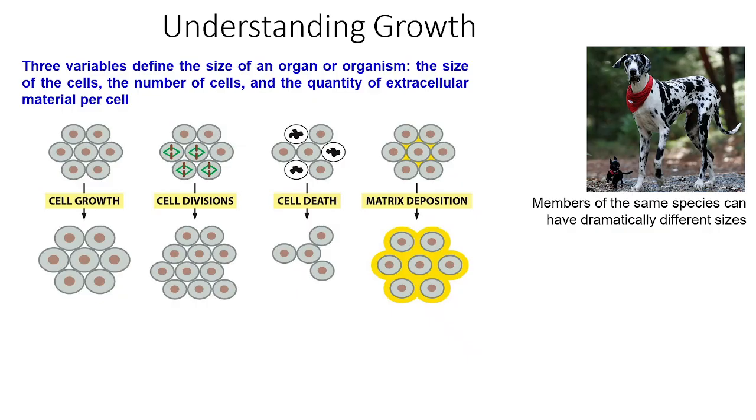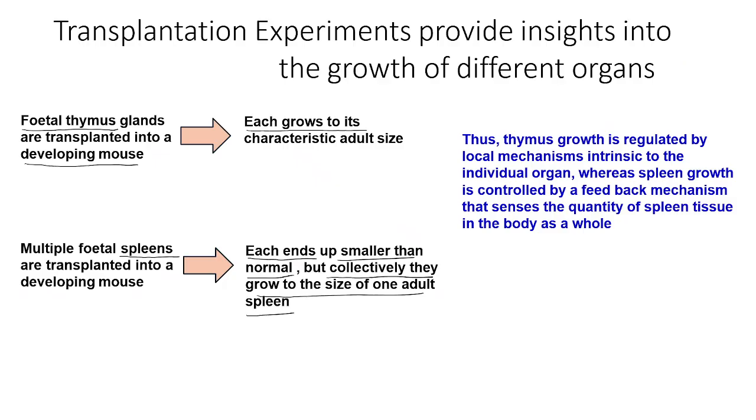Now, another important thing is understanding the growth and transplantation experiments. Organ and body size are defined by three main variables: the size of the individual cells, the number of cells, and the amount of extracellular material per cell. Different species and different organs within a species can vary dramatically in these parameters.